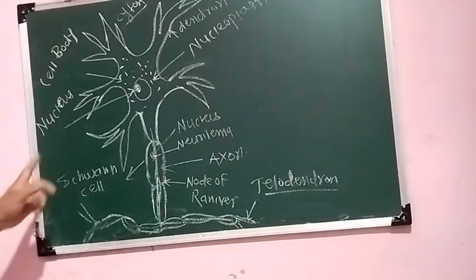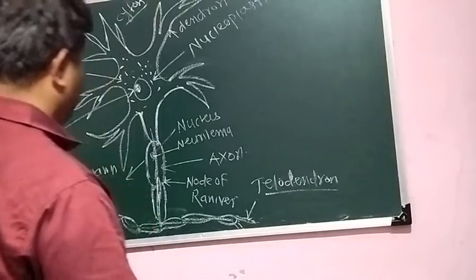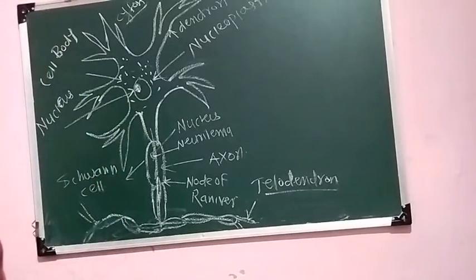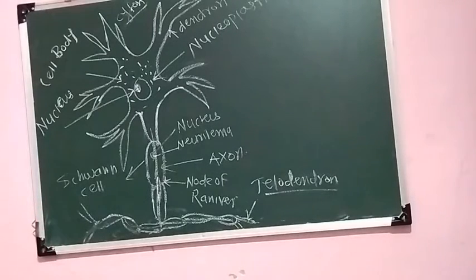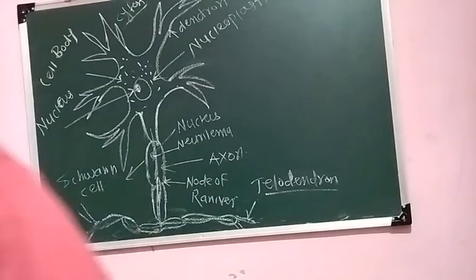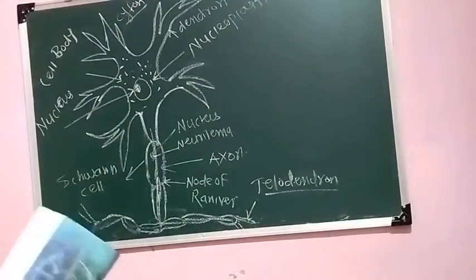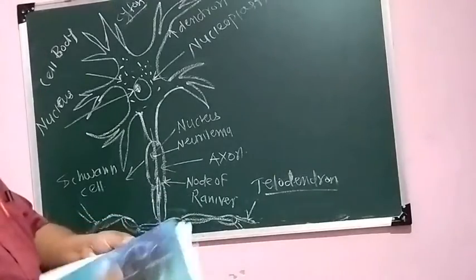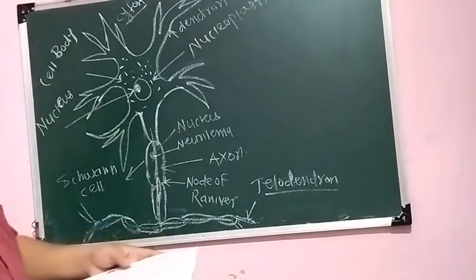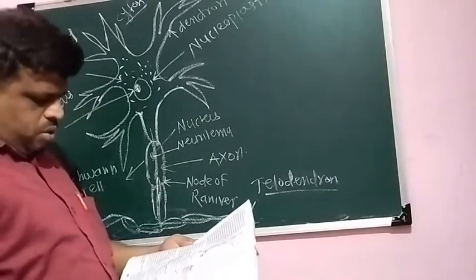Basically neuron, this is a single neuron, and this neuron is basically the structural and functional unit of the nervous system. Neuroglial cells are capable of regeneration and division, but neurons lack this due to the lack of centriole. So this is simply regarding the structure of a single neuron. Let us move towards this particular structure of the neuron. You can see the diagram, that is the structure of multipolar neurons, on page number 122.